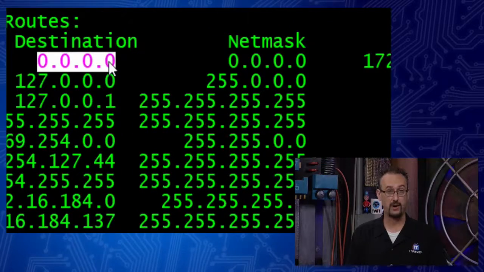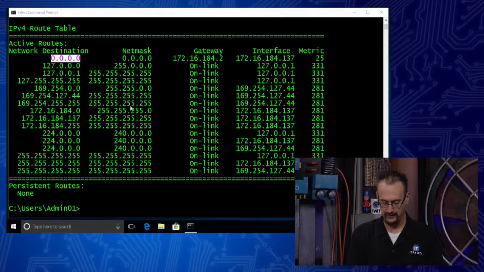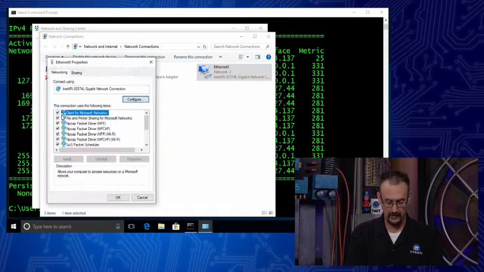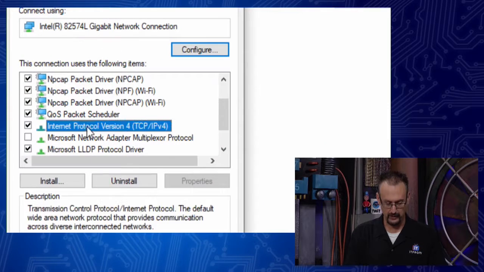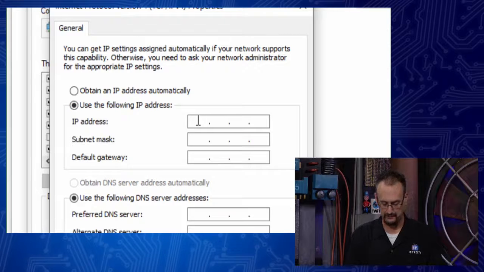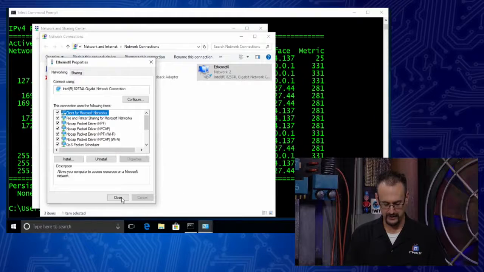Now, if you don't have a default gateway, you're not going to see the default route, and let me prove this to you. I'm going to open our Network and Sharing Center and completely change the properties of our network adapter. I'm going to go to Internet Protocol version 4 and choose properties, and I'm just going to manually set an IP address. I won't be able to connect to the internet at all, but we'll do 10.10.10 with a mask of 255.255.255. Notice here, I'm not going to set a default gateway. We'll just leave that default gateway out of there, and say OK, close.